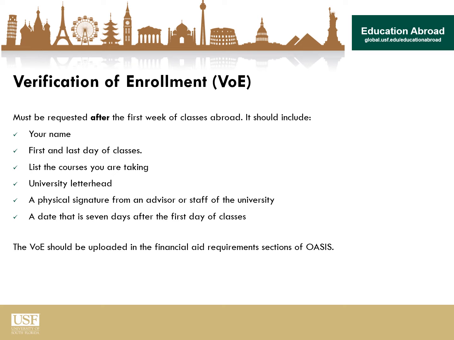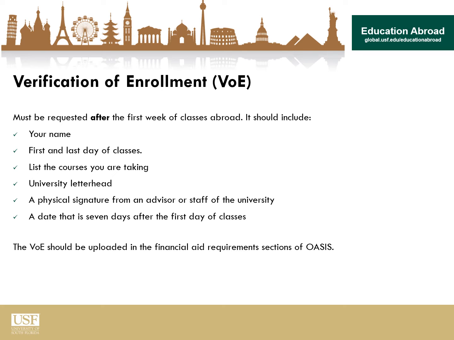Once the SAE is submitted and processed by the Financial Aid Office, a new requirement will appear on OASIS under the Financial Aid Requirements section. The requirement will be a verification of enrollment letter, or VOE. The VOE is a letter that you will request from the host institution after the first week of classes.